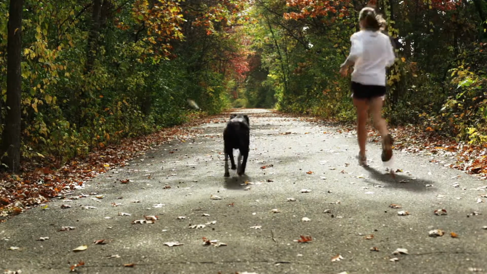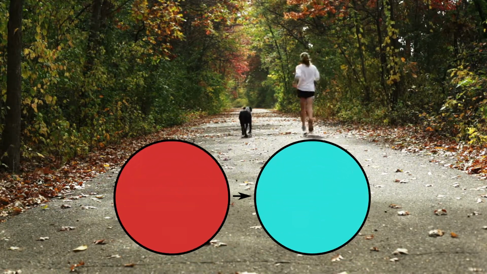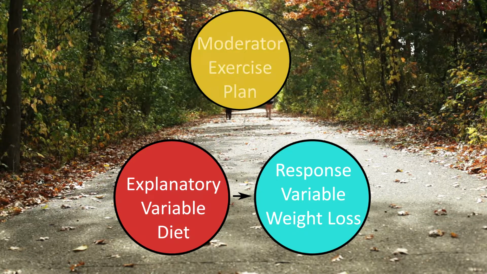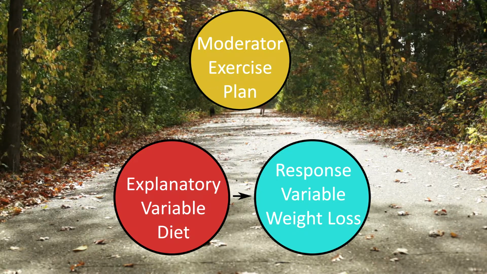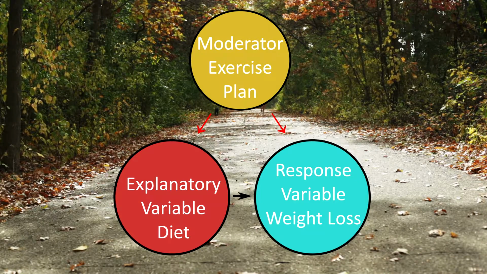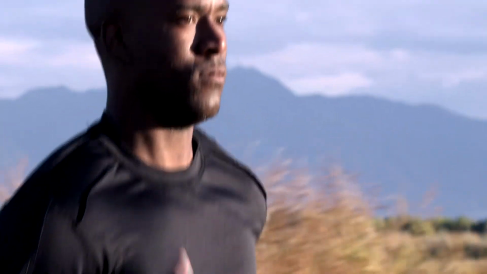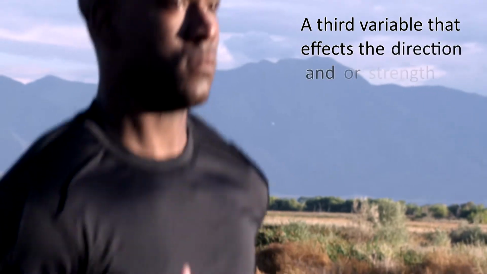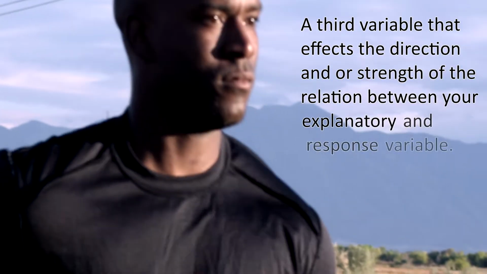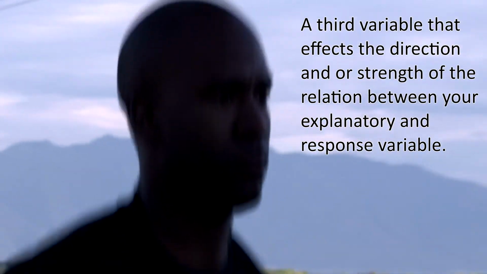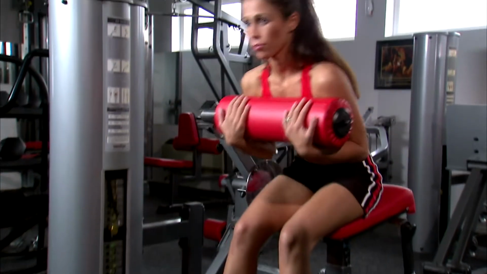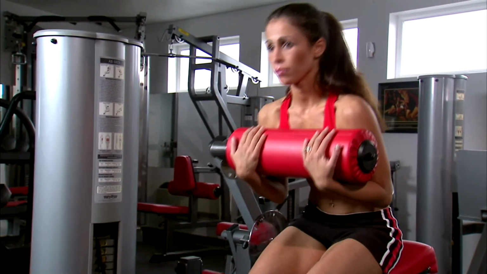In statistics, moderation occurs when the relationship between two variables depends on a third variable. In this case, the third variable is referred to as the moderating variable, or simply the moderator. The effect of the moderating variable is often characterized statistically as an interaction, that is, a third variable that affects the direction and/or strength of the relation between your explanatory and response variable. So, does type of exercise program affect the direction or strength of the relationship between diet and weight loss?